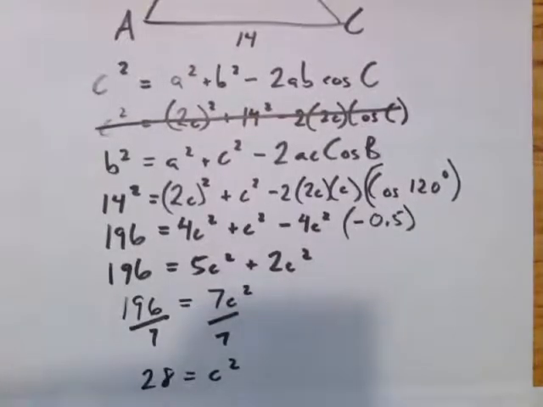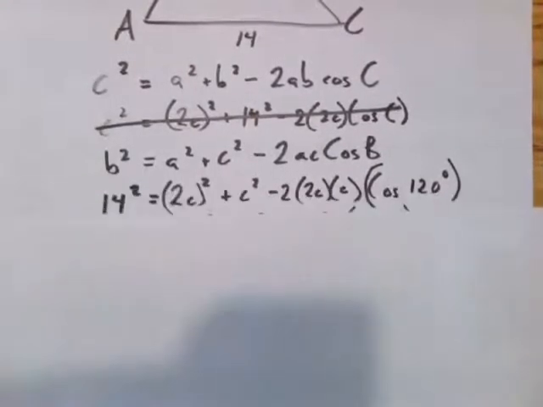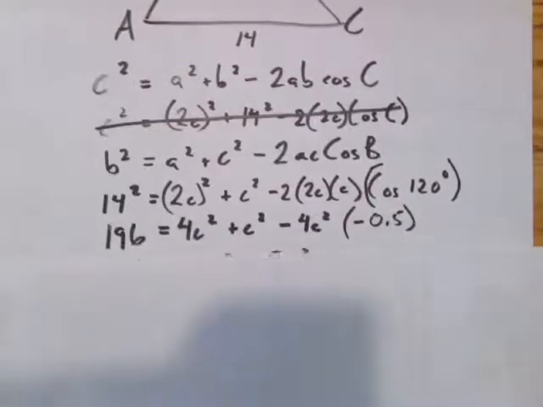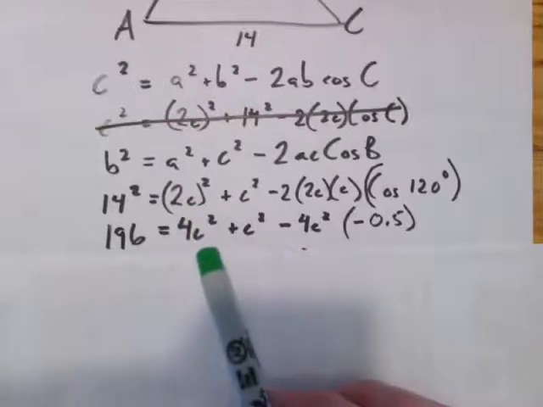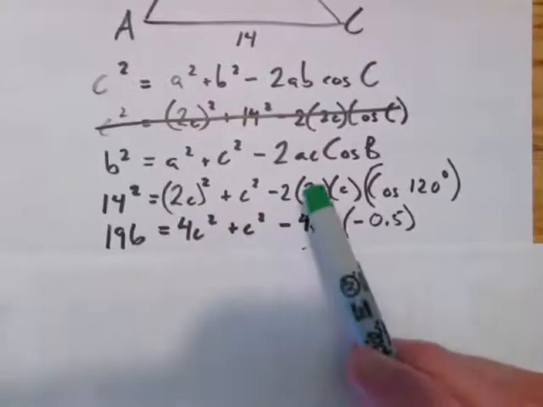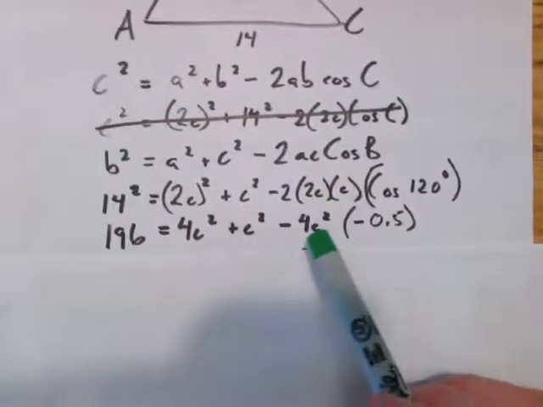Am I going too fast? Should I be explaining the steps, or can you see them? So this is just me doing all the numbers that I can. Squaring the 14. 2c squared would be 4c squared. Just leave that alone. 2 times 2c is 4c. 4c times c is 4c squared.